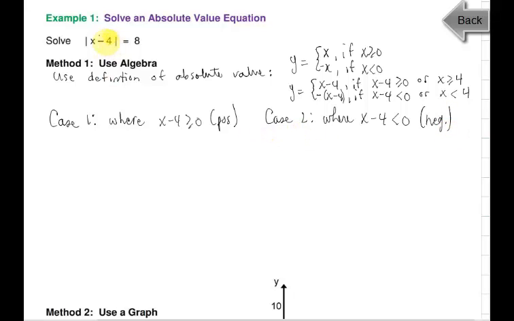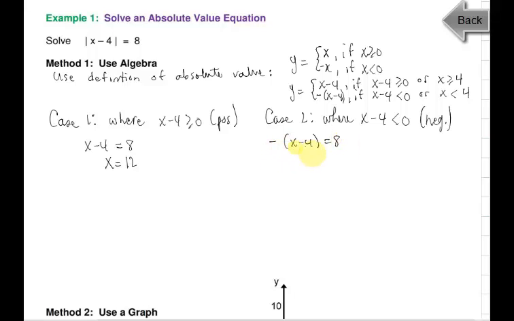So let's take our argument. We want the positive version, so we want to go x minus 4, make that equal to 8, solve for x, and we get that x is equal to 12. We want to take our negative version, so we want to go negative x minus 4 equals 8.